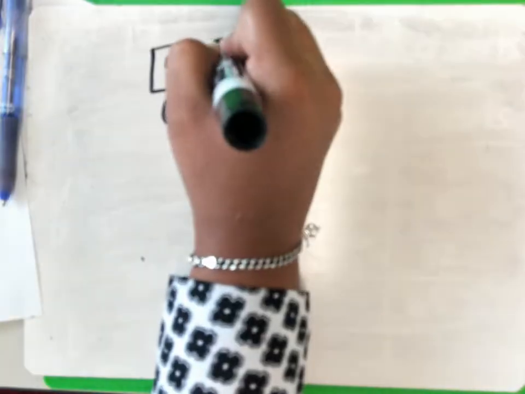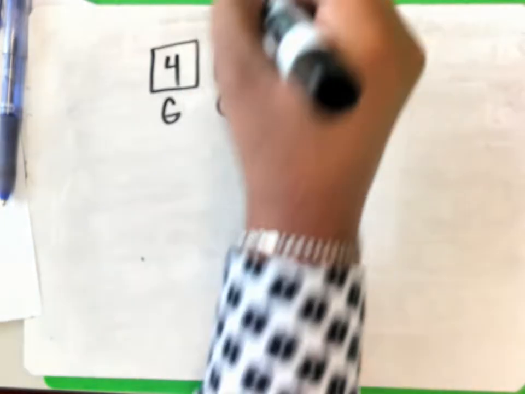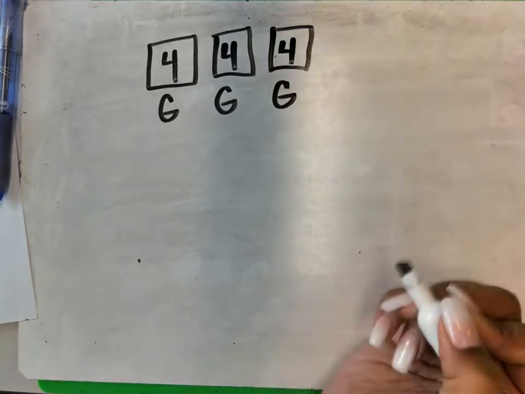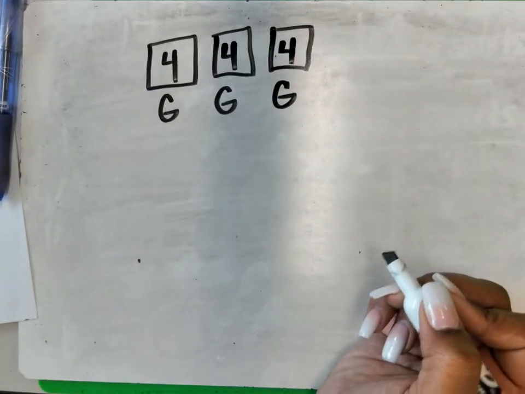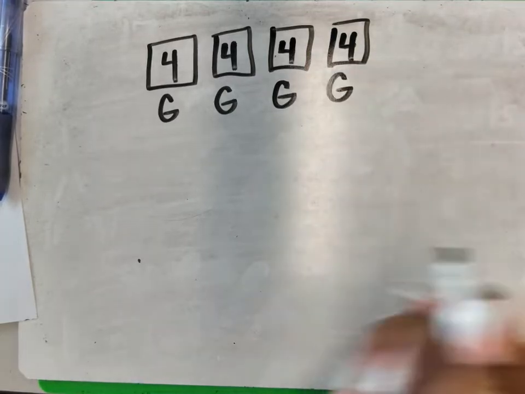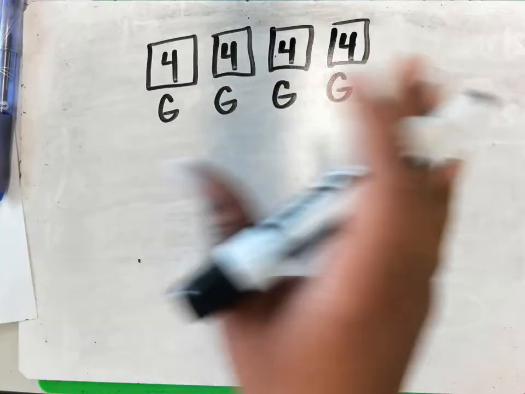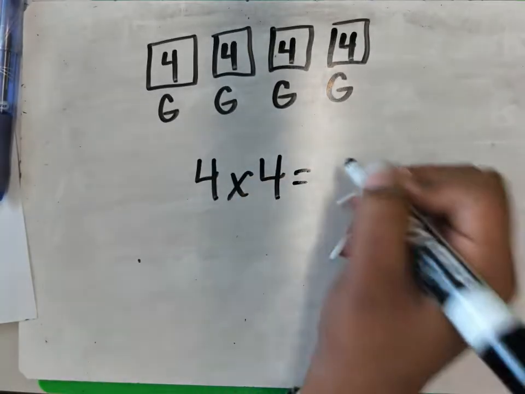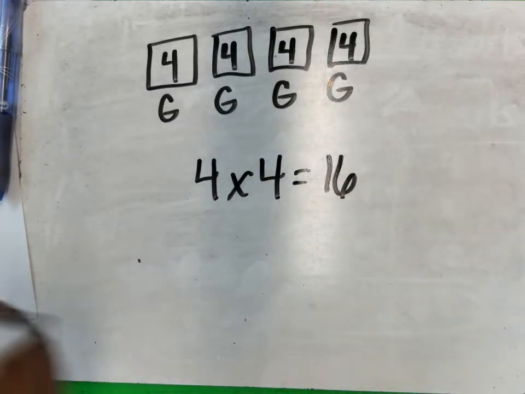How many quarts do I have now? 8. Here is my new gallon. How many quarts do I have now? 12. Here is my new gallon. I have 4 gallons, 4 quarts in each. So it's like me saying 4 times 4, which is what? 16. Okay? So that's all you're doing. In every gallon, you're just adding 4 more quarts.